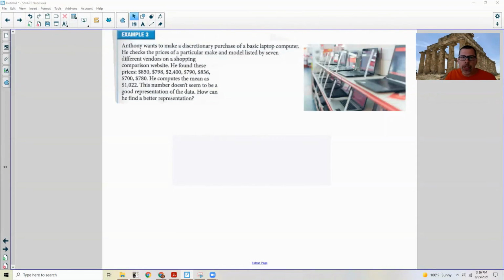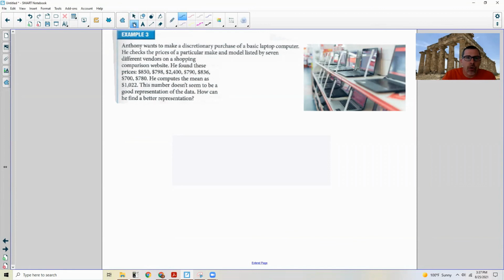Okay, here's example 3, and it says Anthony wants to make a discretionary purchase of a basic laptop computer. He checks the prices of a particular make and model listed by 7 different vendors on a shopping comparison website. He found these prices: $850, $798, $2,400, $790, $836, $700, and $780. He computes the mean as $1,022. The number doesn't seem to be a good representation of the data. How can he find a better representation?